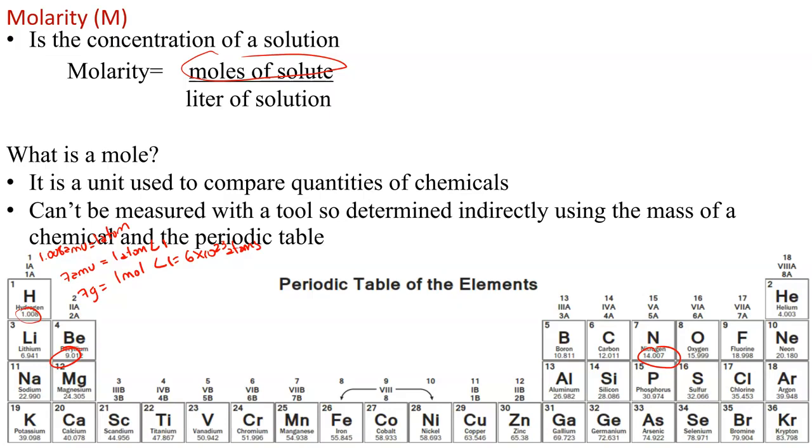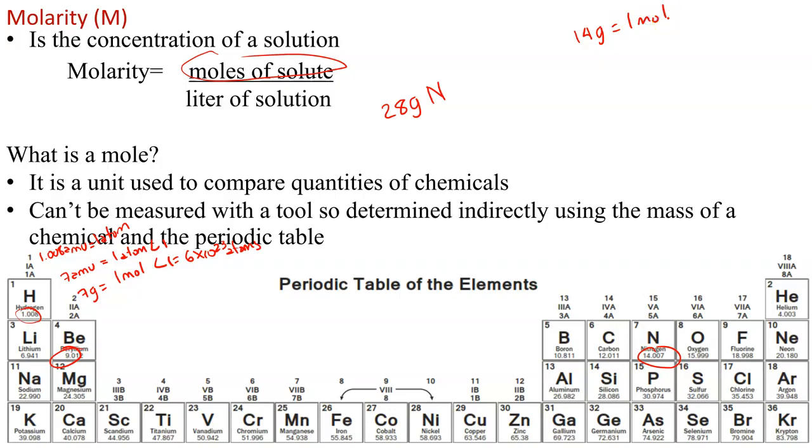Now, why is that important? Well, remember, you can't measure moles directly. So what if I tell you you have 28 grams of nitrogen, and I want to know how many moles it is? So how the heck do you do that? Well, I know that 14 grams equals 1 mole, right?